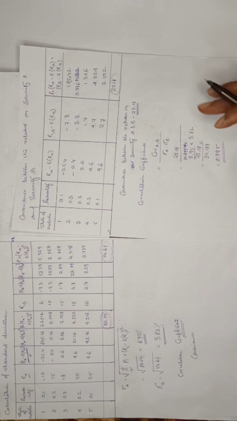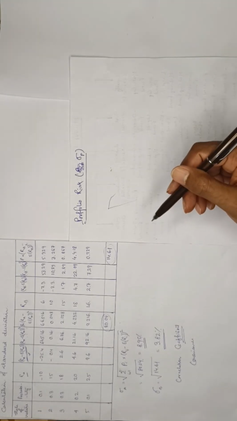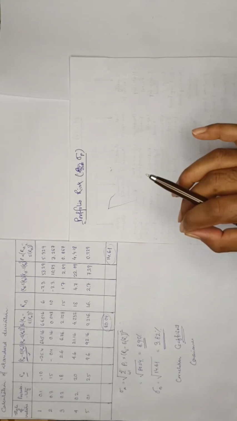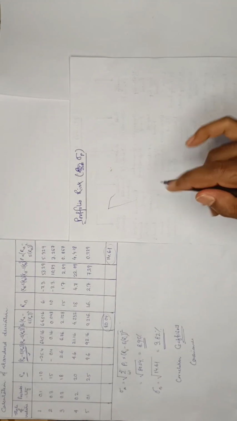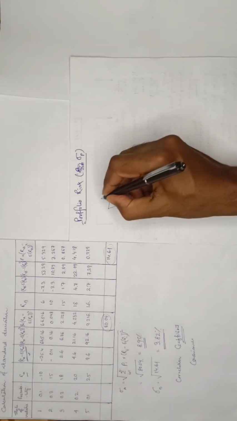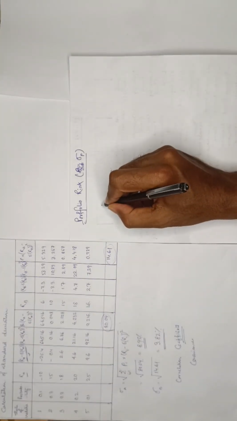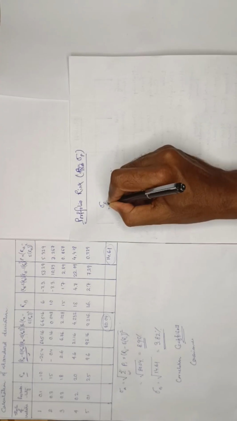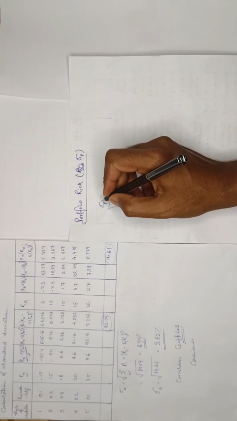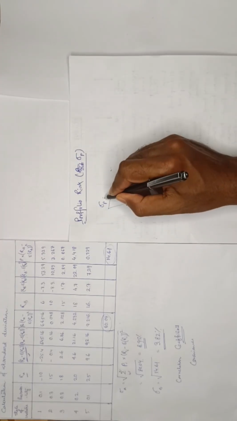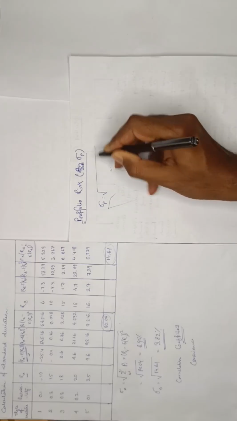Now I will calculate the portfolio risk. The last calculation left in this question is the calculation of portfolio risk. So what is the formula to calculate the portfolio risk? The formula is easy. You just need to remember it. So what is to be done?